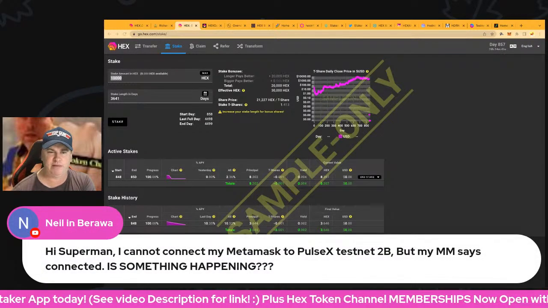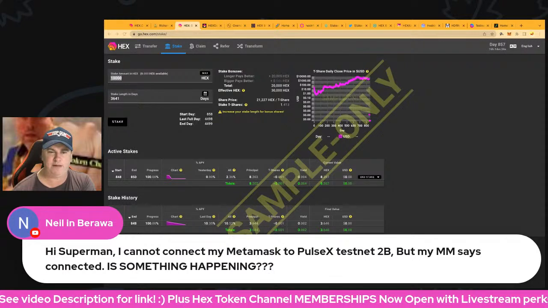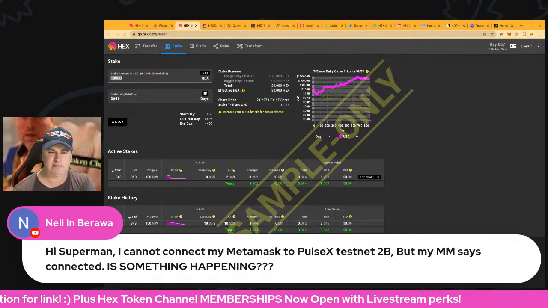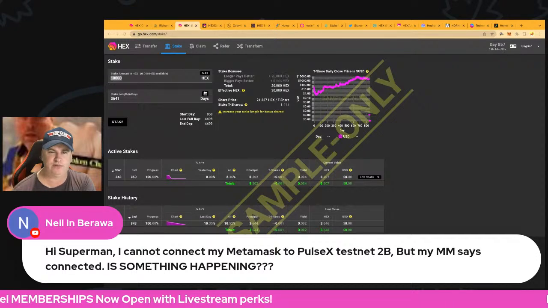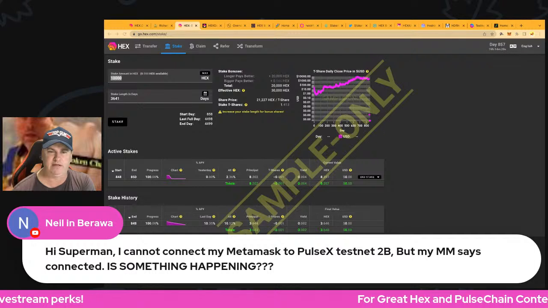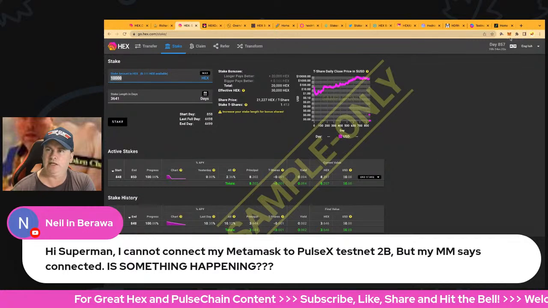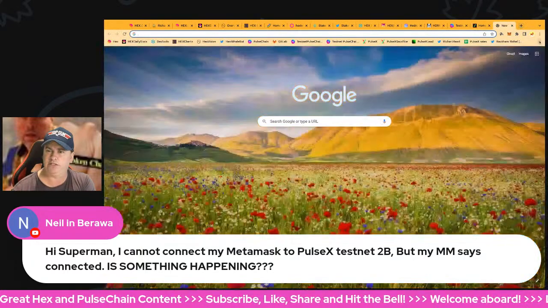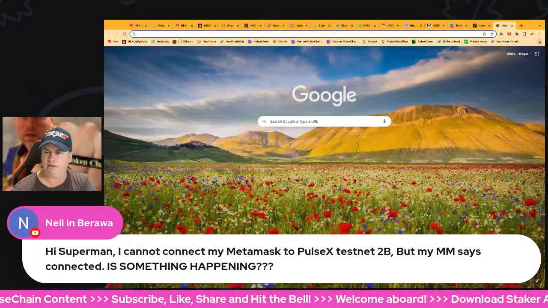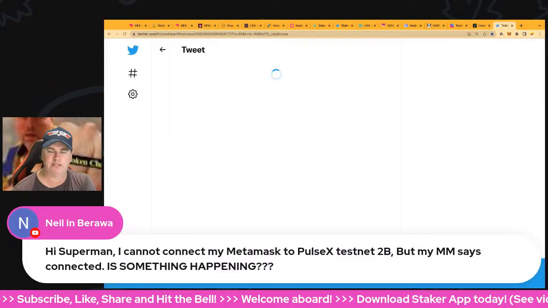I cannot connect my MetaMask to Pulsechain testnet 2B, but my MetaMask stays connected. There's something happening. That's a bit weird, Neil. Maybe just try to close your browser, open your browser up again. Try that. But you must make sure that you've got the right testnet 2B details. Let me just give you that tweet of Richard's to make sure that you've got the right one with the PC links. Let me just post that. Boom.